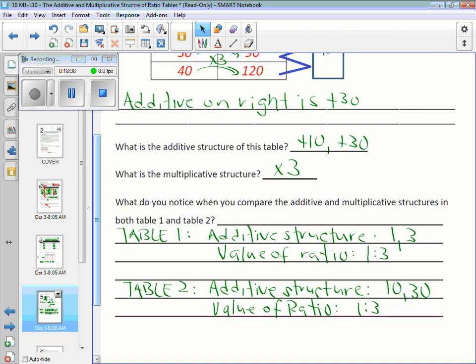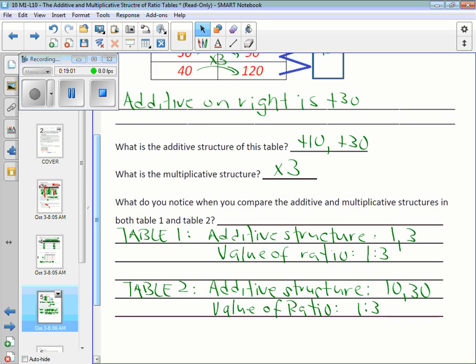Here's what I'm trying to get you to say. Your additive structure is 10 to 30, right? If I were to ask you to find the value of a ratio 10 to 30, what would you get? Every table's additive structure reduces to its value of the ratio. That's kind of what I was getting at.